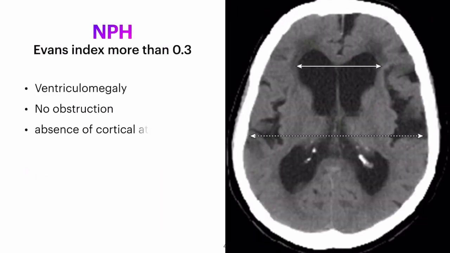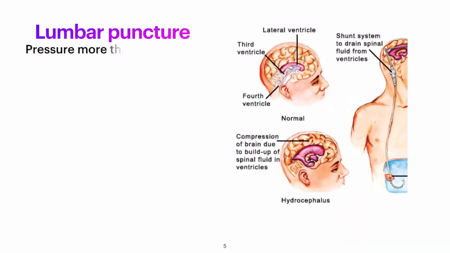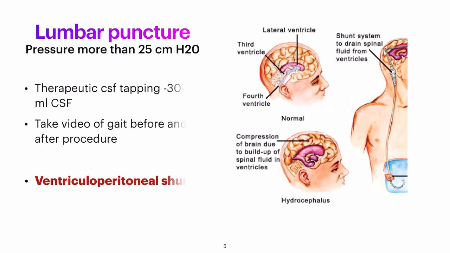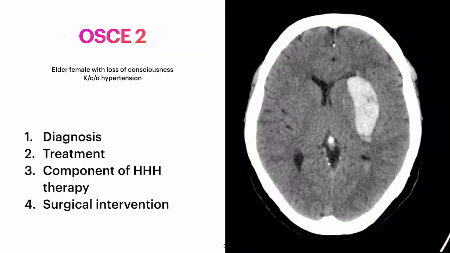Normal pressure hydrocephalus is diagnosed with ventriculomegaly and absence of cortical atrophy. In old age, there can be relative ventriculomegaly because of cortical atrophy, so we have to rule out cortical atrophy to call it normal pressure hydrocephalus. The index which is used is Evans index. For treatment, we check the CSF pressure, which should be less than 25 centimeters of water, and the treatment options available are therapeutic CSF tapping and ventriculoperitoneal shunt.